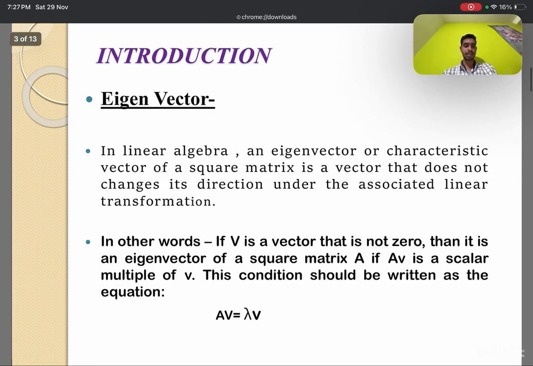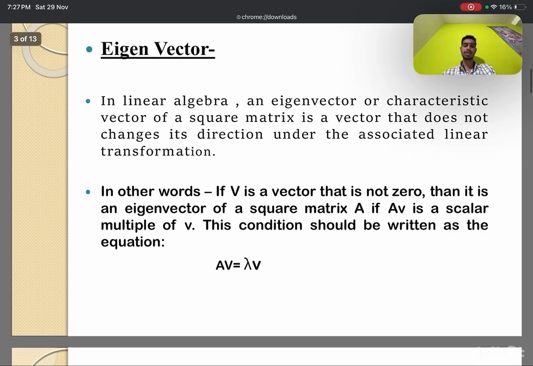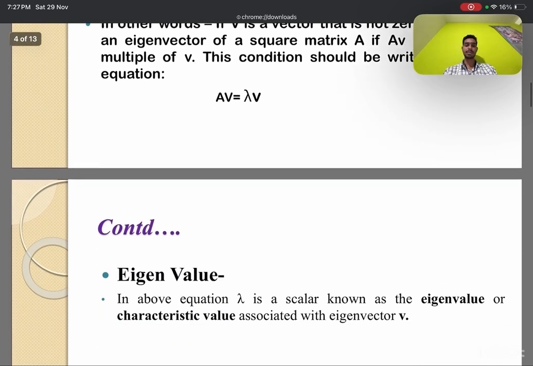We will see here what is written in this PDF: in algebra, an eigenvector or characteristic vector of a square matrix is a vector that does not change its direction under the associated linear transformation. In other words, if v is a vector that is not 0, then it is an eigenvector of a square matrix A if A v is a scalar multiple of v. The condition can be written as the equation: A times v equals lambda times v.